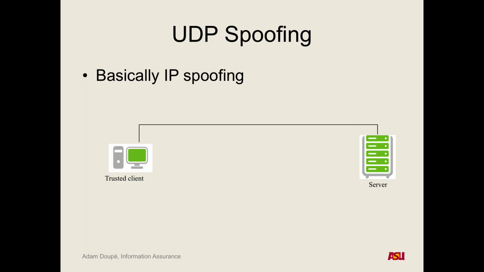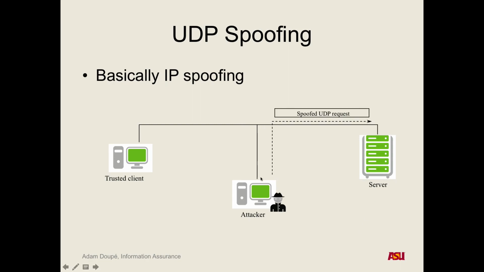And we can spoof the to IP address, the from IP address, the to port, and the from port. So as an attacker, if we wanted to spoof a UDP request from this trusted client to the server, we could send this request, put the IP address as the trusted client, and put the destination port as whatever the server expects. But what's going to happen to this reply? There is no reply in some cases.